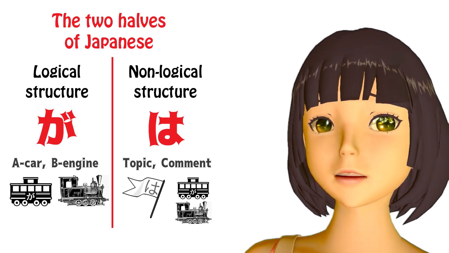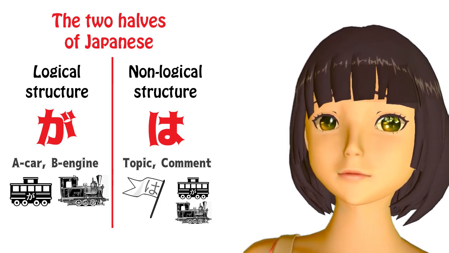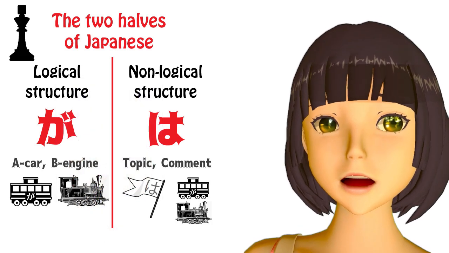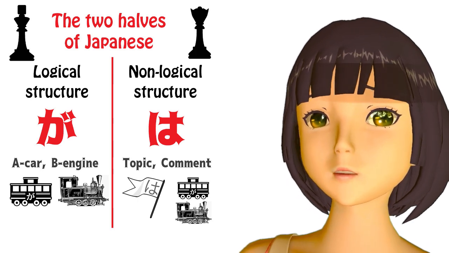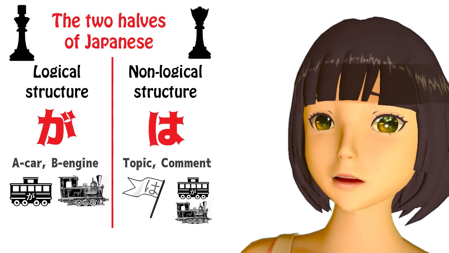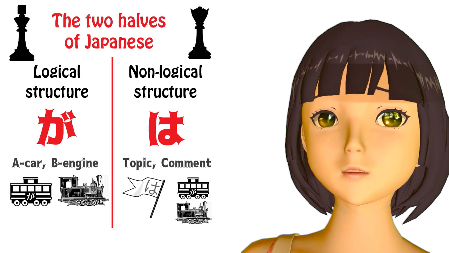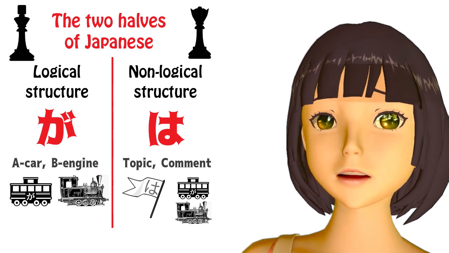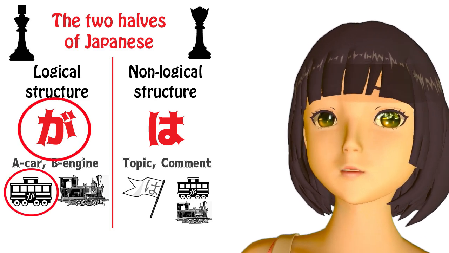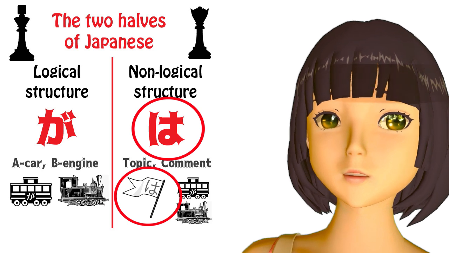And this is just as important as logical subject-predicate, A car, B engine structure. In my book, Unlocking Japanese, I referred to Ga as the king of Japanese and Wa as the queen of Japanese. Ga is the head of the logical particles, the logical side of the language. Wa is the head of non-logical particles and strategies, the non-logical side of the language. And we can go so far as to say that not only does every Japanese sentence have a ga marked A car, whether we can see it or not, every Japanese sentence also has a wa marked topic, whether we can see it or not.